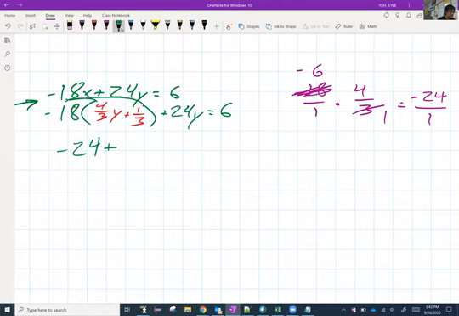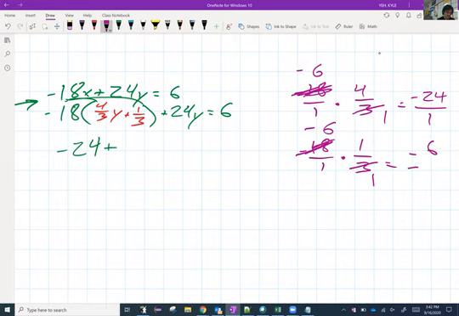Negative 18 times 1/3. Well, what is negative 18 over 1 times 1 over 3? Let's do the same, simplifying. We get negative 6 over 1. So plus a negative 6 is what it comes out to when we distribute that 18.